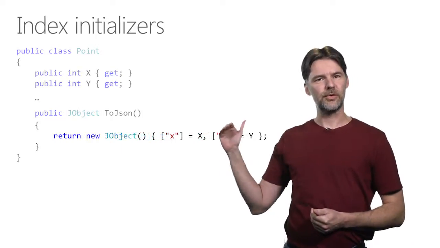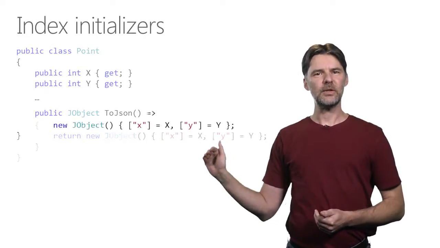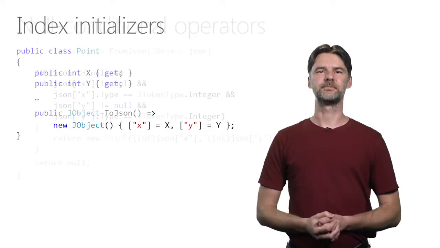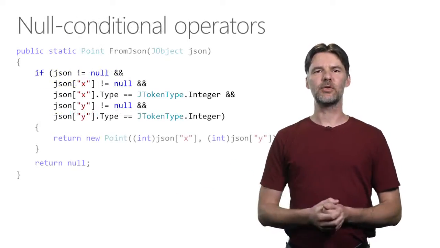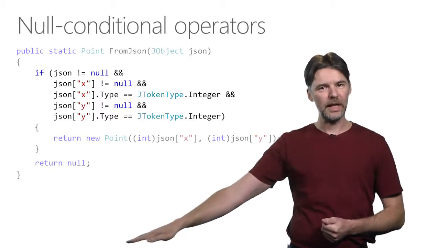We don't need the temporary variable anymore, and now we have this pattern of just a single return statement, so in fact we can turn the whole body into an expression, just like you saw a little bit earlier. Let's also look at a method to turn JSON back into point objects. The logic to actually do that is just one line of code.